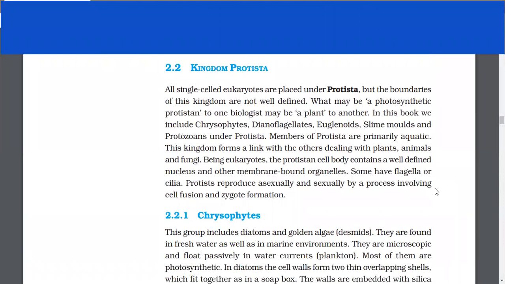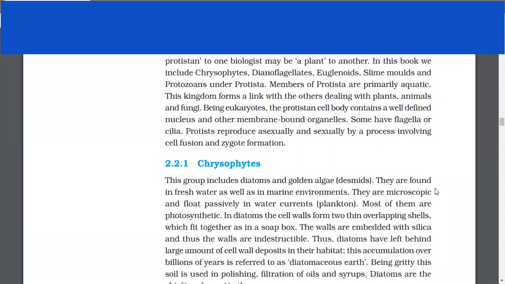Kingdom Protista. All single-celled eukaryotes are placed under Protista, but the boundaries of this kingdom are not well defined. What may be a photosynthetic protist to one biologist may be a plant to another. In this book, we include chrysophytes, dinoflagellates, euglenoids, slime molds, and protozoans under Protista. Members of Protista are primarily aquatic. This kingdom forms a link with the others dealing with plants, animals, and fungi.